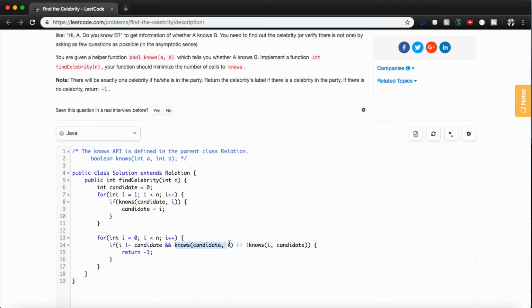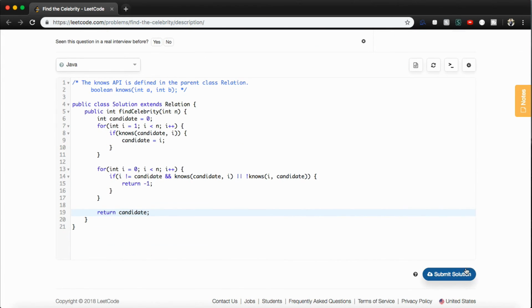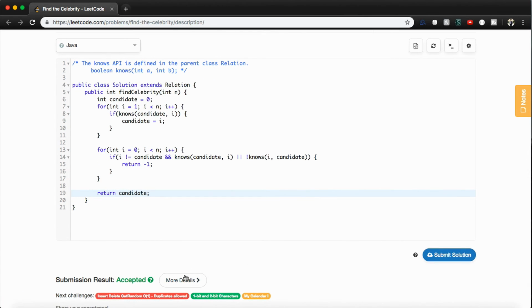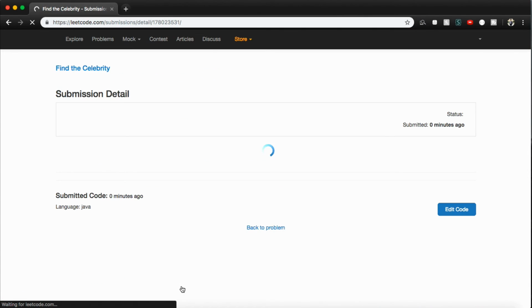Because if our candidate knows the person, or the person doesn't know the candidate, then there's no way the candidate can be a celebrity. So if we get through this entire loop and we've never returned -1, we can just return our candidate. Let's make sure that this works. Awesome, it does.